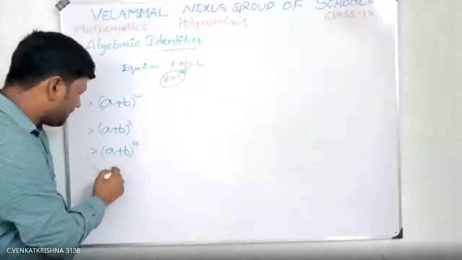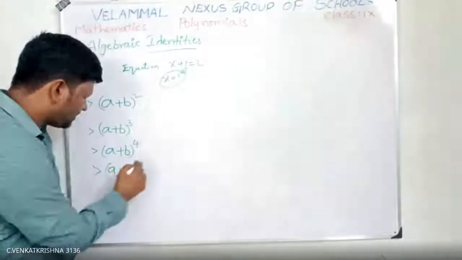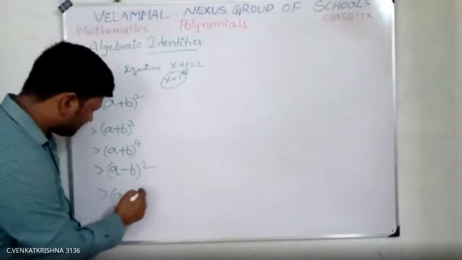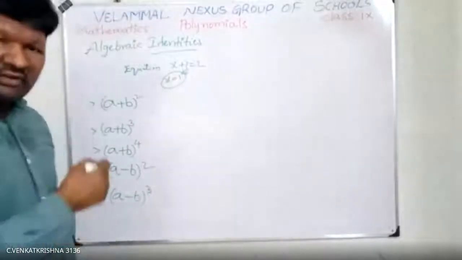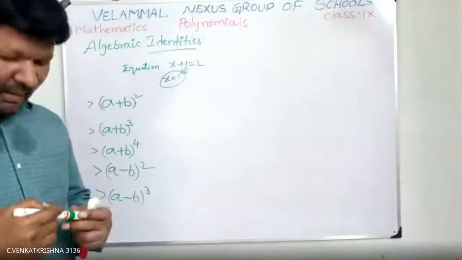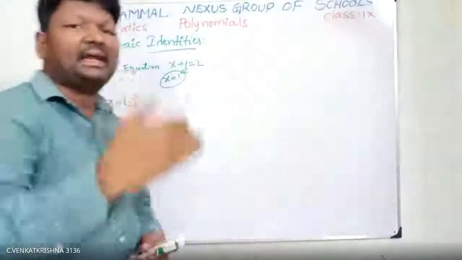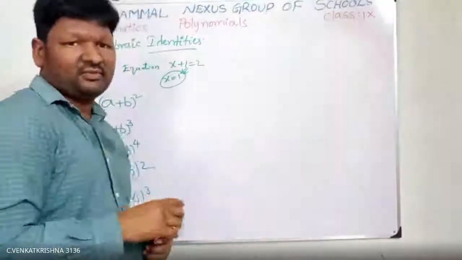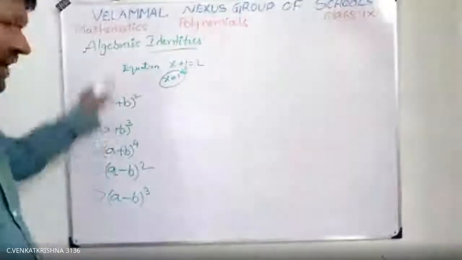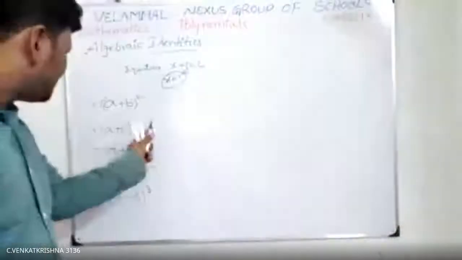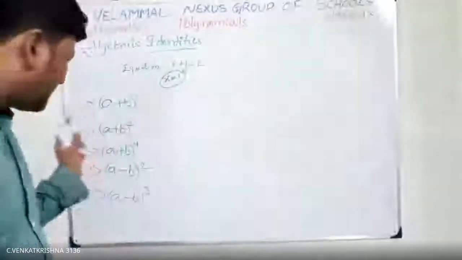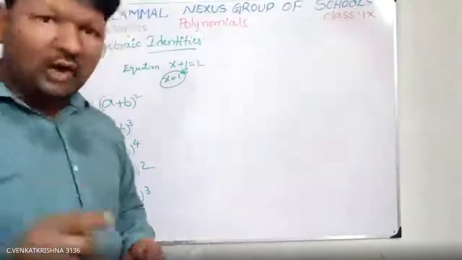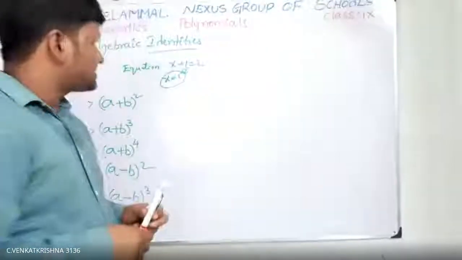And a minus b whole square and a minus b whole cube. We know the formulas very well. So by using the Pascal triangle pattern, I will explain how to write the formulas. I think everyone knows these formulas: a plus b whole square, a plus b whole cube, a minus b whole square, a minus b whole cube. By using the pattern, I'll explain how to write them.